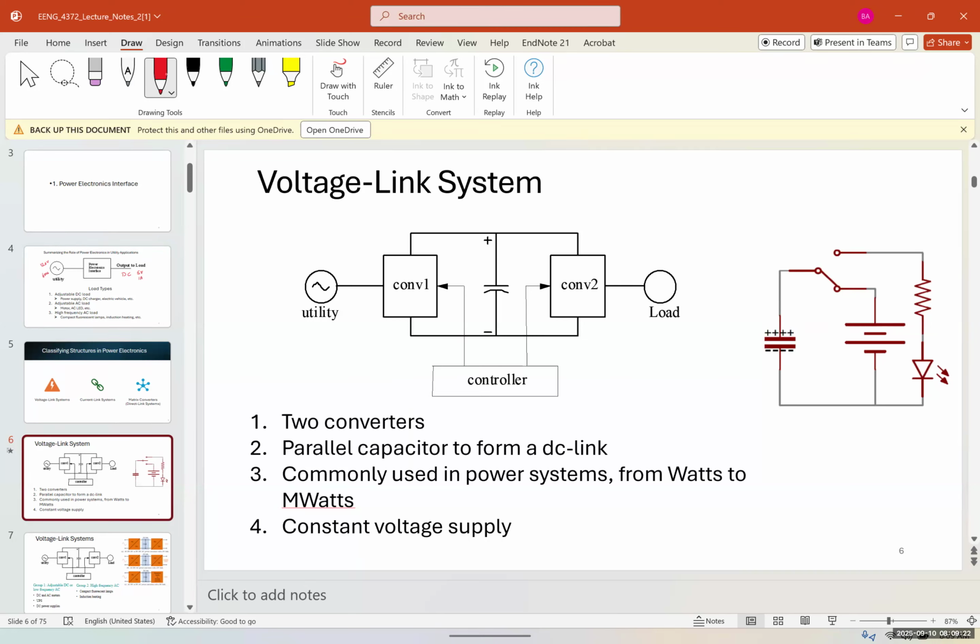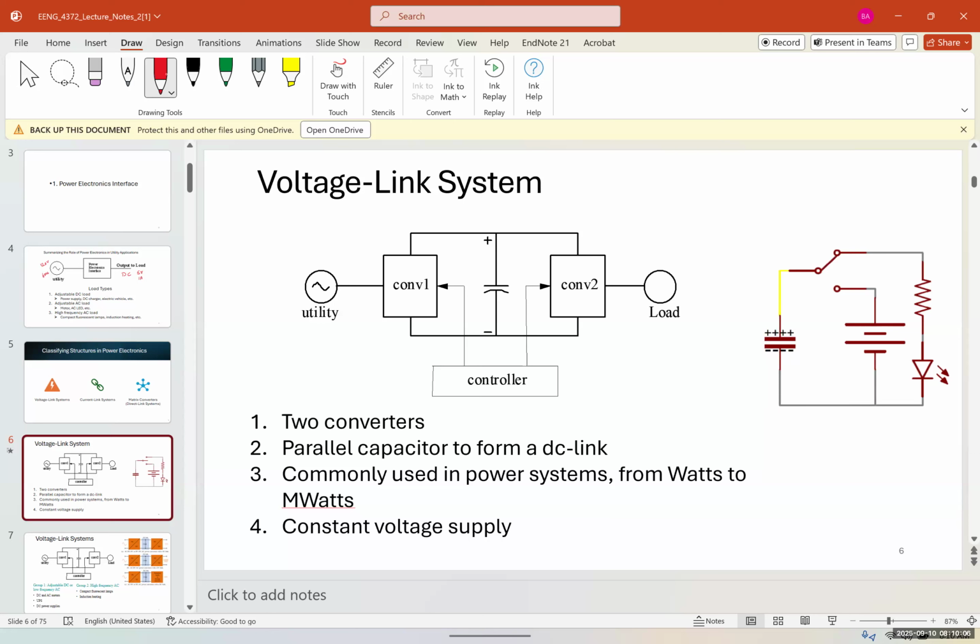A voltage link system is a parallel connected system. We usually have 2 converters, and we have a parallel capacitor to form the DC link. It's commonly used in power systems from watts to megawatts, and it's a constant voltage supply. Now, my first question is, why do we need to connect them in parallel? Because when you connect 2 elements in parallel, they would share the same voltage.